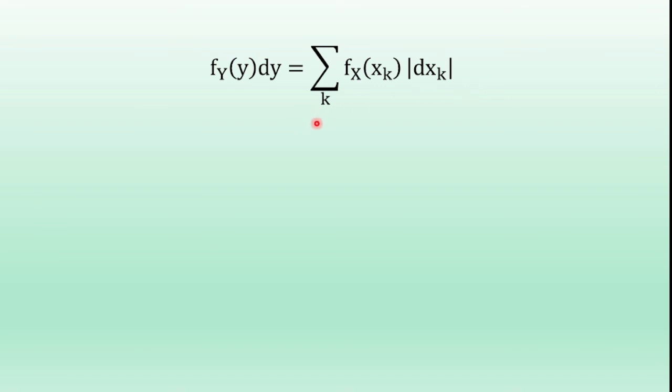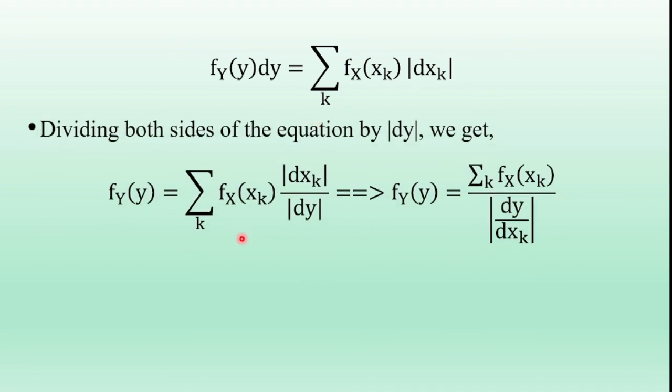So dividing on both sides by dy, we get fY(y) is equal to sigma k of fX(xk) determinant of dxk by dy. Here dx is coming to the numerator. We have the RHS term as sigma k of fX(xk) divided by determinant of dy by dxk. So this is the formula for the many-to-one transformation of a random variable.